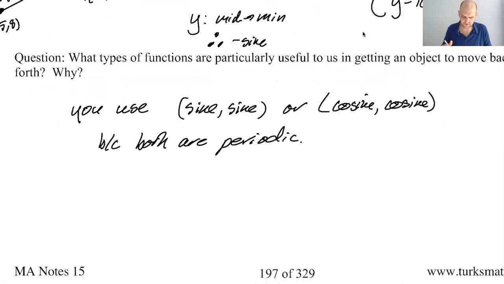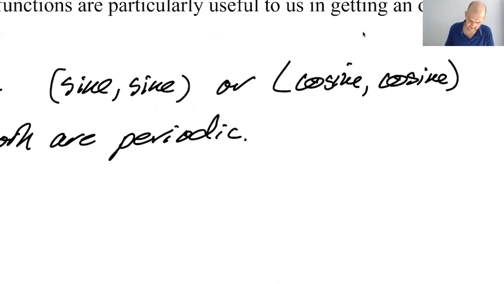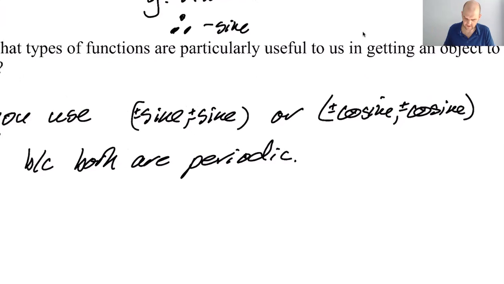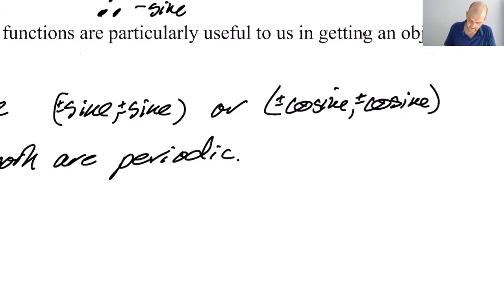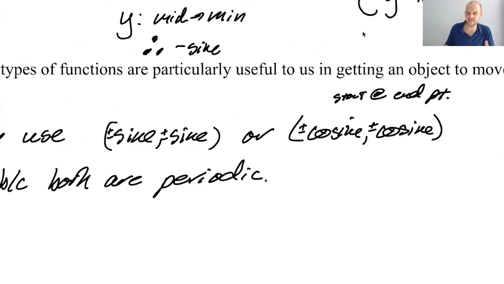So you could have plus or minuses also. I'm not really concerning myself with that here, but you could, any combo of plus minus, whatever. So this will always start at an endpoint if you're using cosines, because cosine either starts at a maximum or a minimum. You've got to be at an endpoint of your segment.